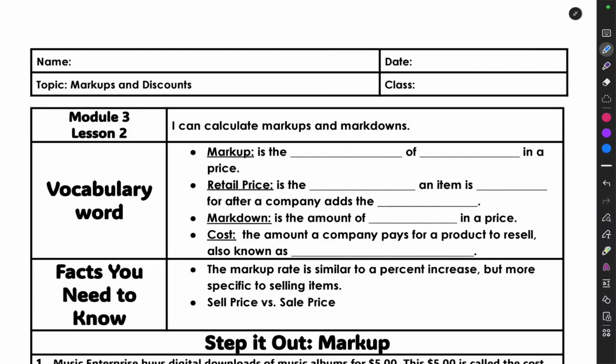Lesson 2 from Module 3, and we're talking about markups and markdowns, which is pretty much the same thing as our percent increase and percent decrease. Obviously, the markup is our percent increase because the price is going up, whereas markdown is the price going down, so that would be a decrease.